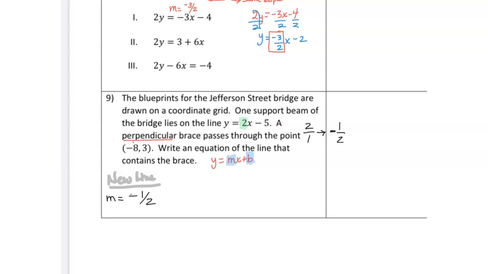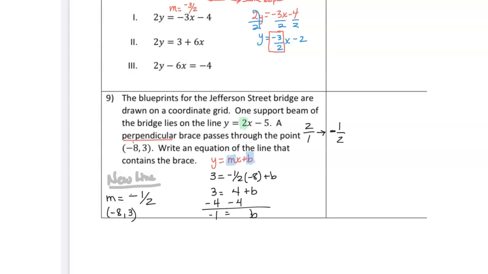Noting that that's our slope, and noting that you're going through the point negative 8, comma 3, we're able to then set up our equation as 3 equals negative 1/2 times our x, which is negative 8, plus our b, and then solve for our b. So this is 3 equals 4 plus b. Subtract 4 from both sides, and we'll have b equals negative 1.